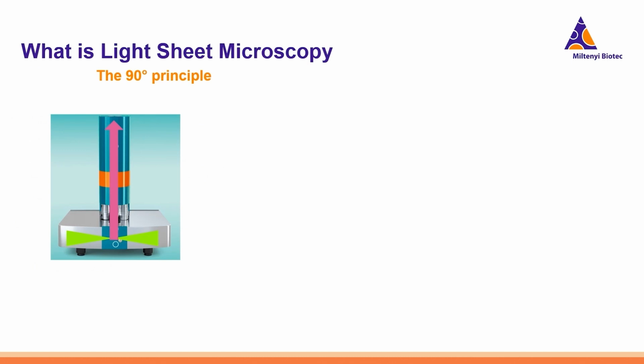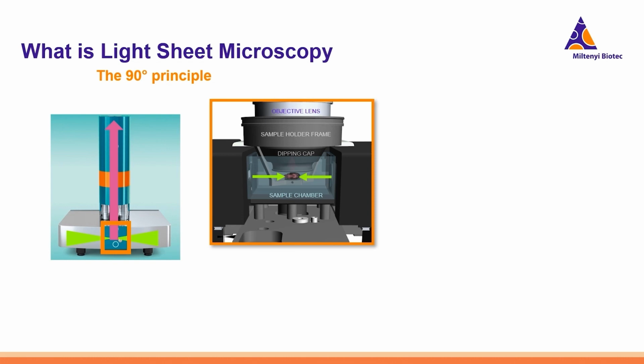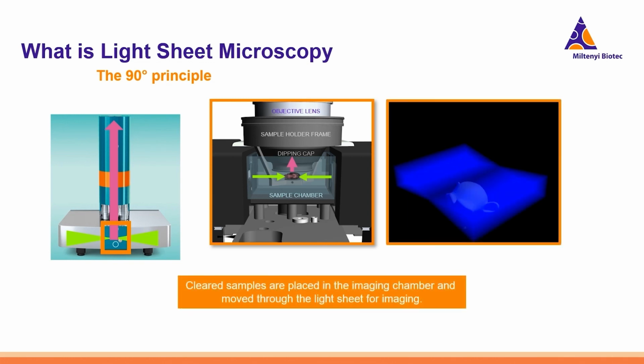So what is light sheet microscopy? Light sheet microscopes work as virtual microtomes, almost like a tissue scanner. With the UltraMicroscope Blaze, the sample is illuminated from the side using a sheet of light. The fluorescent signal is then collected along the vertical axis, something we refer to as the 90-degree principle. For imaging, the sample is moved through the light sheets as shown in the animation on the right, resulting in a high-resolution 3D dataset.